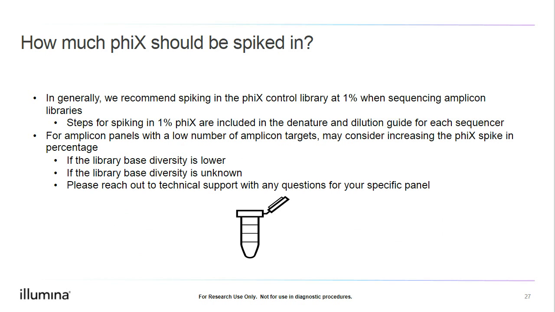PhiX spike-in is our last step for run planning. For the vast majority of cases, we recommend spiking in PhiX at 1% as a sequencing control. If you anticipate low base diversity or skewed base diversity, you can increase the PhiX spike-in to provide additional base diversity to maximize run performance. The percentage of PhiX in these cases will depend on the sequencer used. In these cases, please don't hesitate to reach out to tech support if you have any questions for your specific panel.